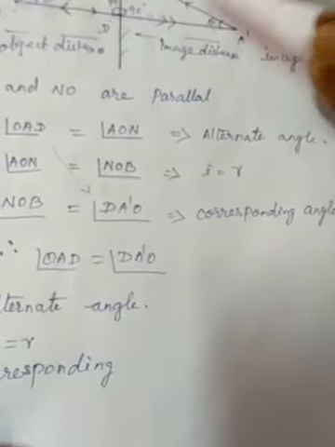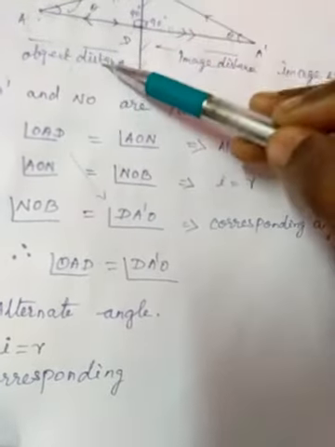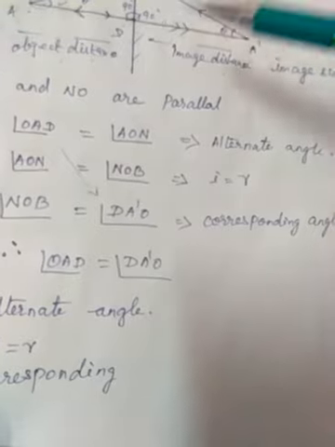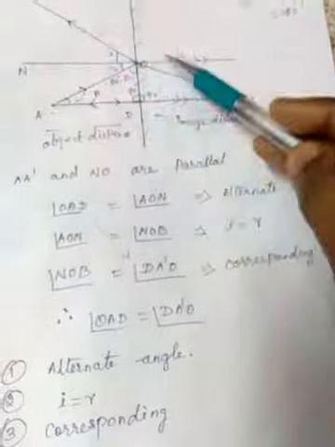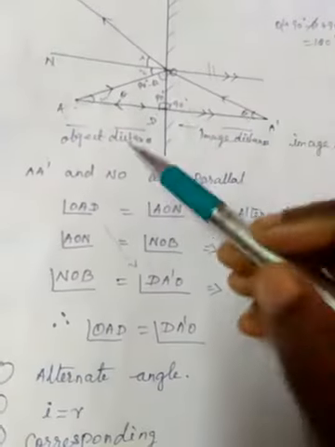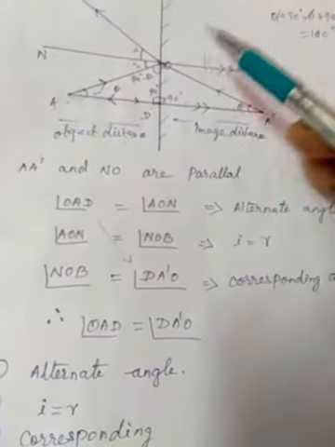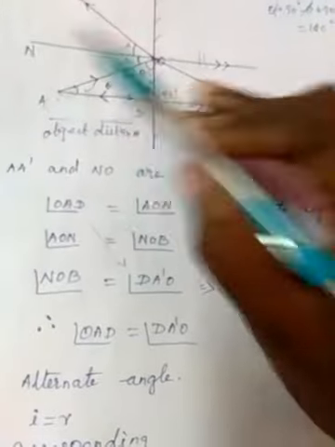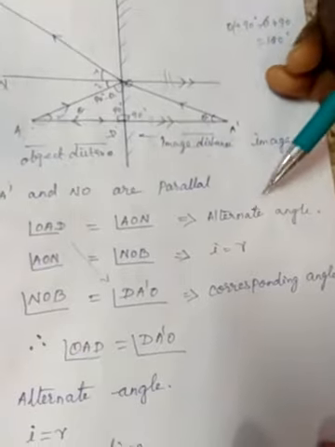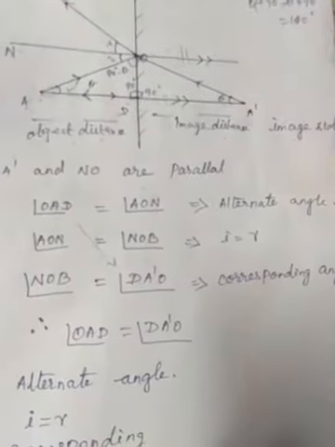Now we take the angles. Angle OAD is equal to angle AON. Are you understood? Angle OAD is equal to AON. Both angles are called alternate angles. Are you understood? Both angles are called alternate angles.